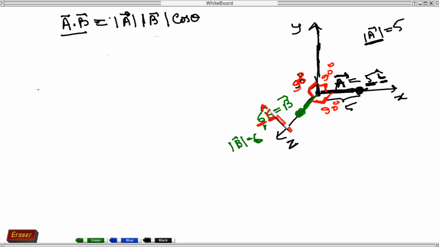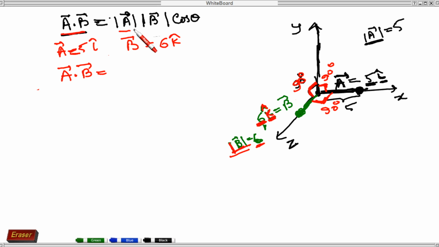So what is the modulus of b? That is the magnitude, equal to 6. So here what we are told is that a is equal to 5i, and b is equal to 6k. Okay, we have this thing here. So what will be the dot product? I will be doing it like this, a dot b.